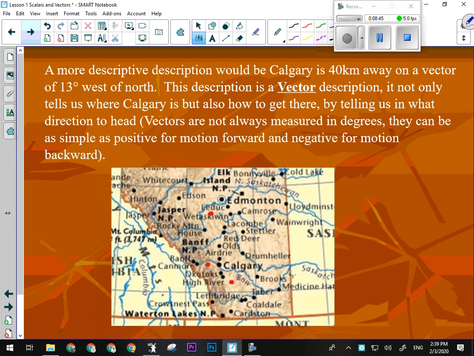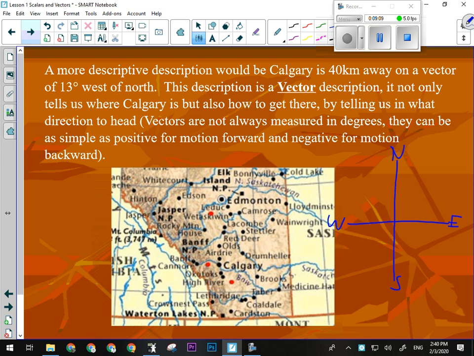Now, if I say 13 degrees west of north, what does that look like? What direction is that? So if I draw... why would I say 13 degrees west of north? Why wouldn't I just say northwest? Yeah, it's way more accurate.